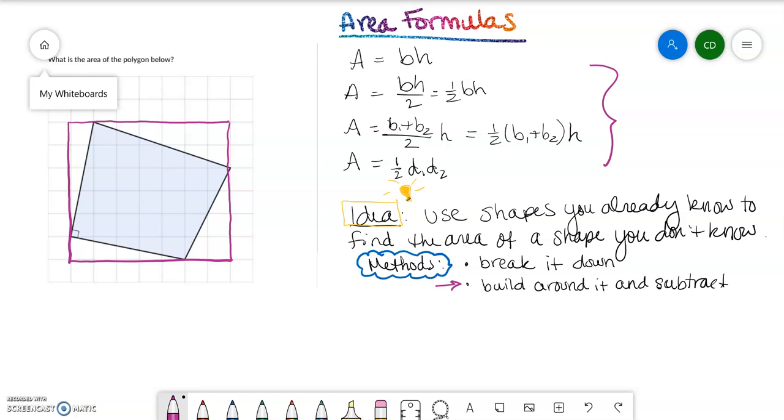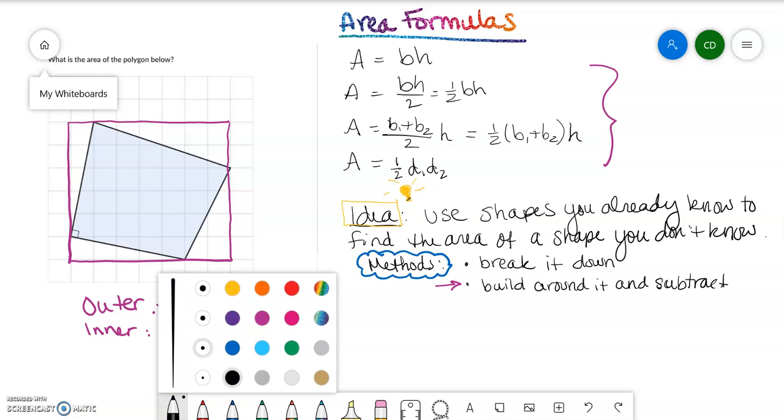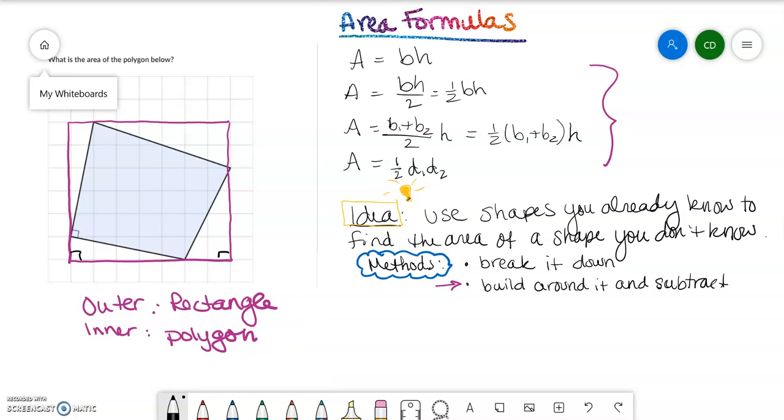We have the outer figure, which is our rectangle. That's the outside one. My handwriting is horrible, sorry guys. And we have the inner figure, which is our polygon. In this case, it's a quadrilateral. And then around the outside, these guys here, right? Those are triangles. And notice they're all right triangles, right? There's always little right angles there, right? Because it's a rectangle, we drew a rectangle.